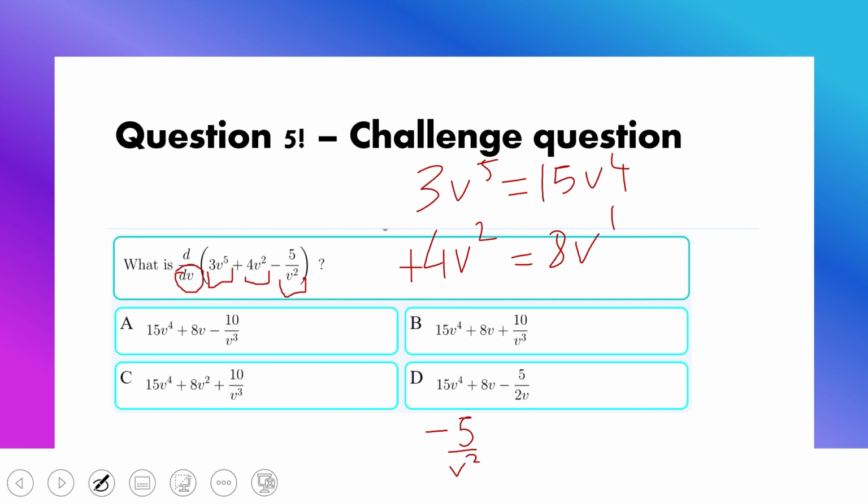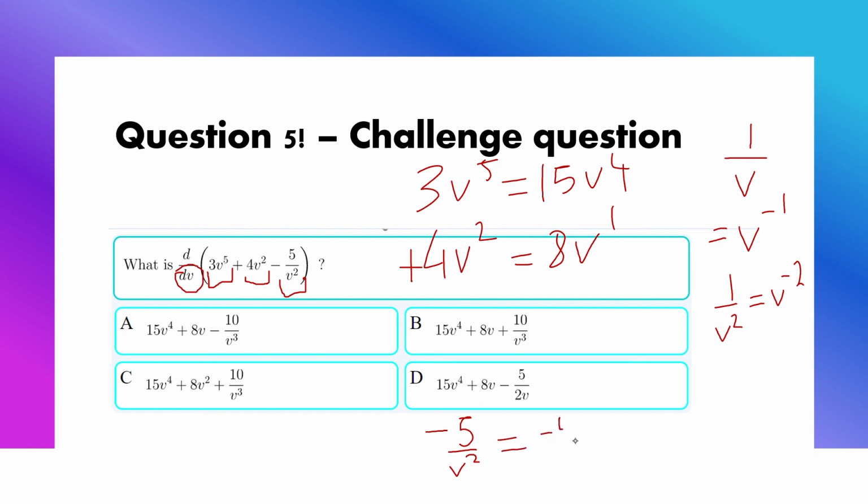Now here you have to be good with your index laws. Do you remember, if you have 1 over v, it could be written as v to the negative 1. Similarly, if you have 1 over v squared, you can write it as v to the negative 2. Right? So I can rewrite this as negative 5 times v to the negative 2. Right? Now I can just use the power law. Simple, right?